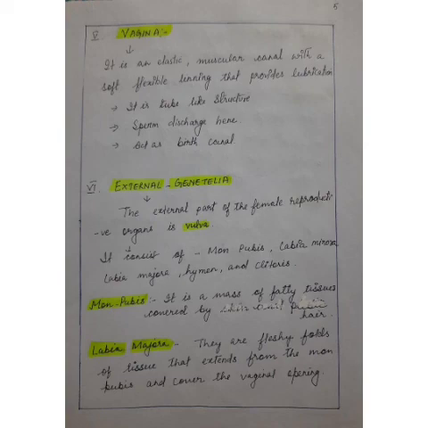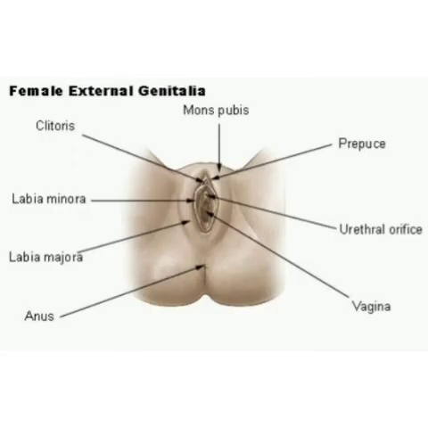Mons pubis, it is a mass of fatty tissue and it is covered by skin and pubic hair. As I taught you, during puberty some pubic hair grows in the genital area. Then next is your labia majora. So they are fleshy folds of tissue that extend from the mons pubis and cover the vaginal opening.